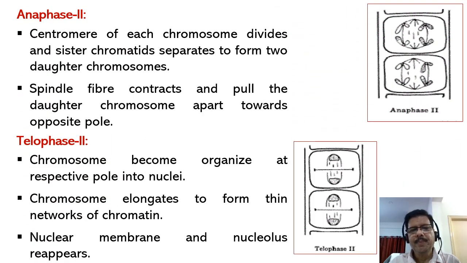In anaphase II, the centromere of each chromosome divides and sister chromatids separate to form two daughter chromosomes. The spindle fiber contracts and pulls the daughter chromosomes apart towards the opposite poles. In telophase II, the chromosomes become organized at the respective poles into nuclei. The chromosomes elongate to form a thin network of chromatin. The nuclear membrane and nucleolus reappear.